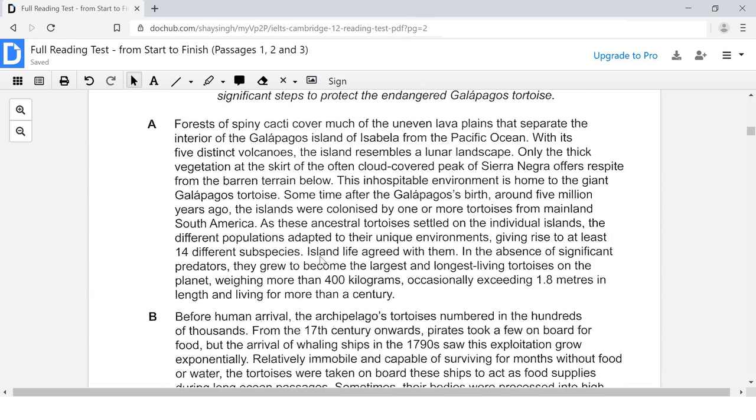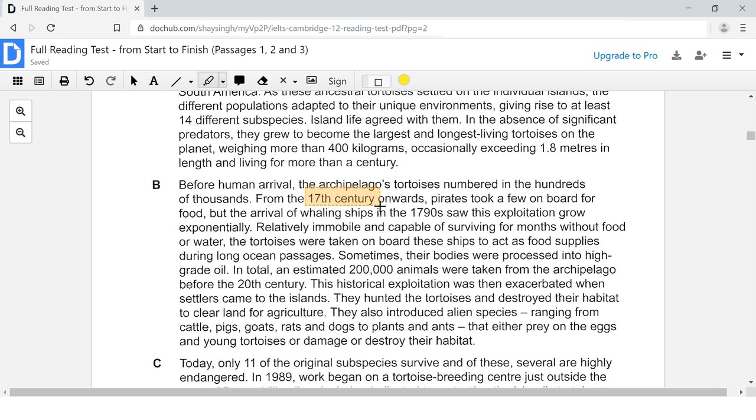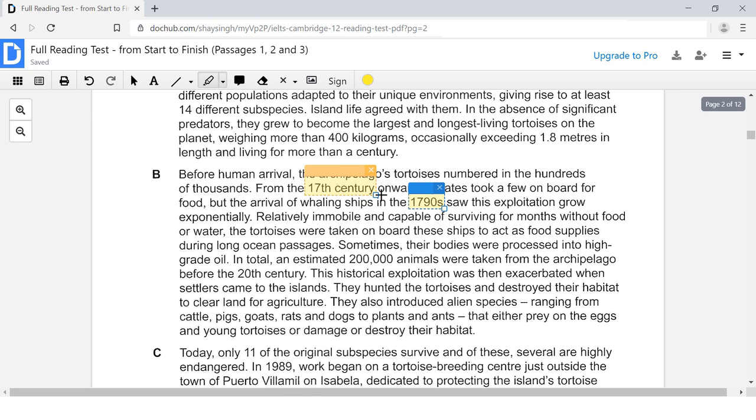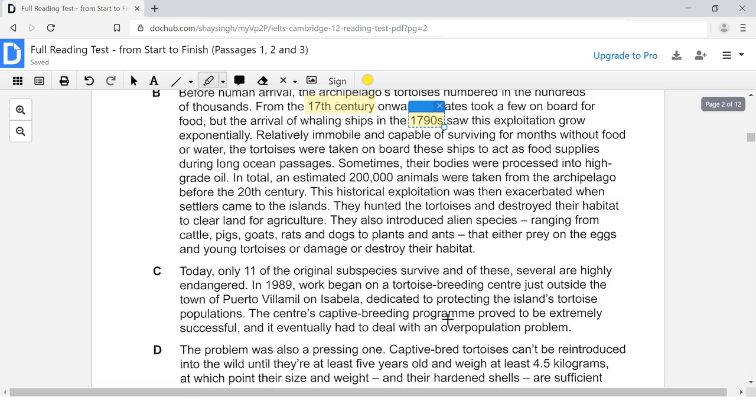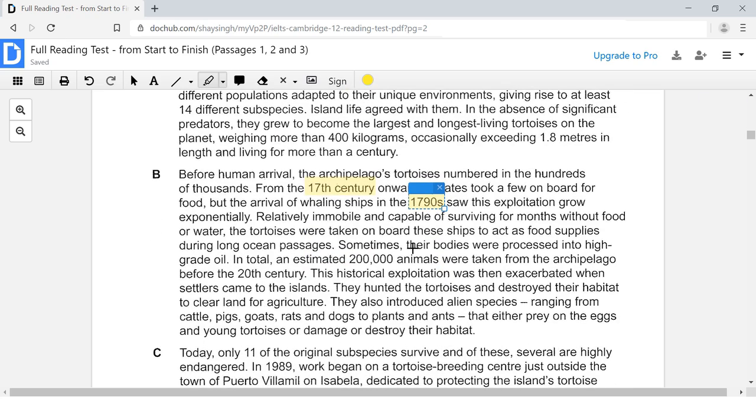Okay, here we go. Nothing there. Here I see 17th century. Here I see 1790s. Let's just make sure that these keywords don't appear again. Nope. Pretty sure I'm going to find my answers in this paragraph. Okay.